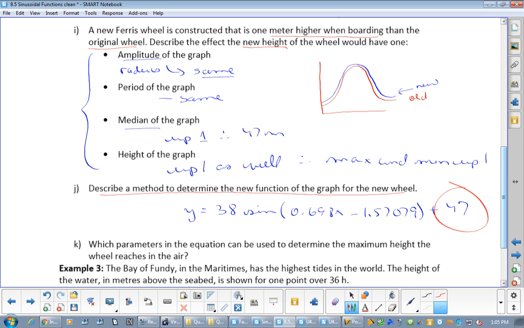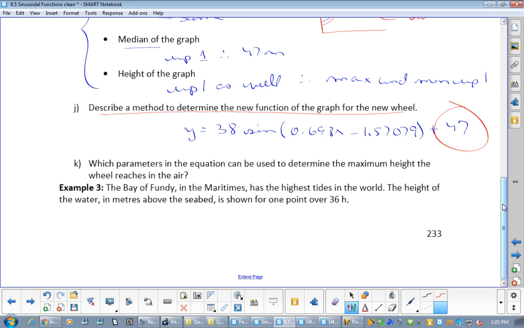Now, remember, A plus D will give me my max. So my max will be one higher, and obviously my min will be one higher, else we didn't move it up. Okay, and it says which parameters can be used to determine the maximum height? D plus A. So that would be on the new one. So we'll say for new, 47 plus 38 equals 85 meters.